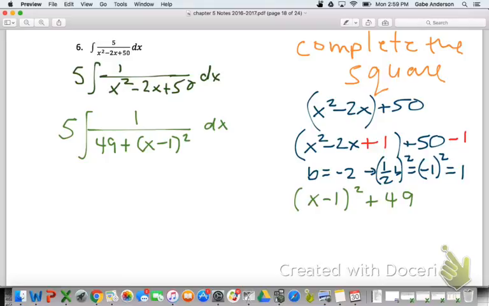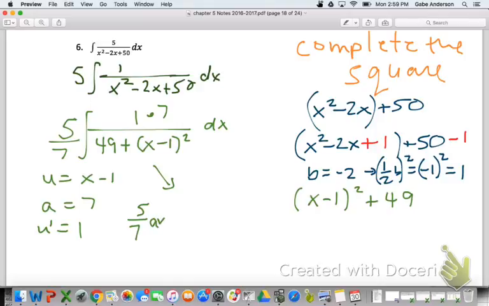So if this is going to work, what's the u value? 7. No. x minus 1 is the function. How about the a value? 7. And if u is x minus 1, u prime has to be what? 1. Correct. So for this to be arctan, if you remember the little formula, the numerator needs to be u prime a. Is it? No. What does it need to be? Multiply by 7. Yeah, we have to multiply by 7. So I'm going to go times 7 and then divided by 7. So I can then write in the answer 5/7 arctangent of x minus 1 over 7 plus c.